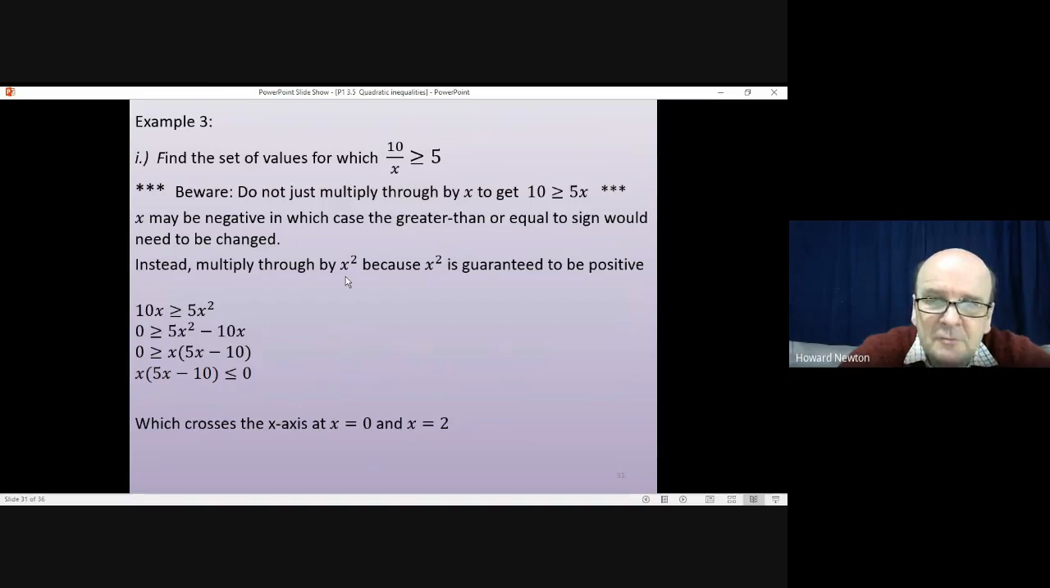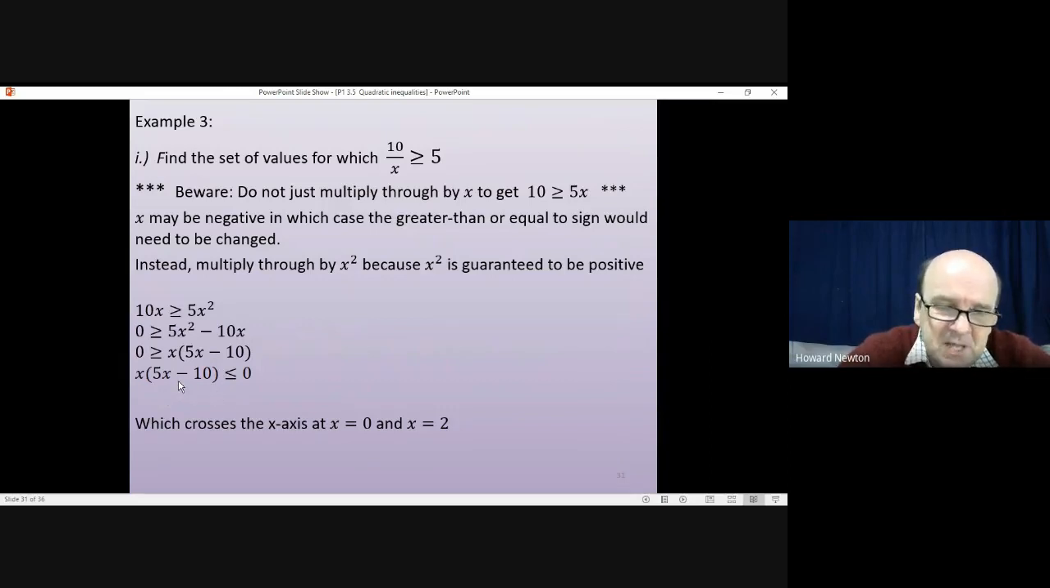And the reason why we multiply through by x squared is because x squared is guaranteed to be a positive number. So multiplying through by x squared gives us 10x is greater than or equal to 5x squared. Moving things to the right-hand side gives us 0 is greater than or equal to 5x squared minus 10x. Factorizing the right-hand side gives us that. And then as before, I would always choose to swap sides so that we have the x and 5x minus 10 on the left-hand side, remembering to swap the sign when I do that. So x times (5x minus 10) has to be less than or equal to 0.